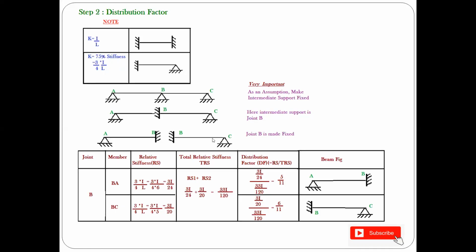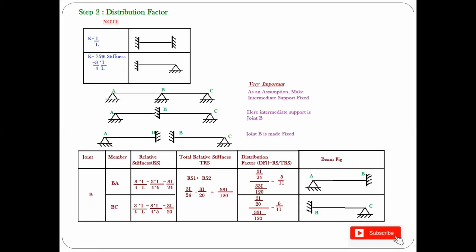Before going to your step 2, there are two small notes which are very easy for you to understand. You consider a fixed beam like this. Here the stiffness is nothing but your I, which is your moment of inertia, divided by the length of the beam. Because obviously when you take a beam, if it is fixed at both ends, it has more stiffness.